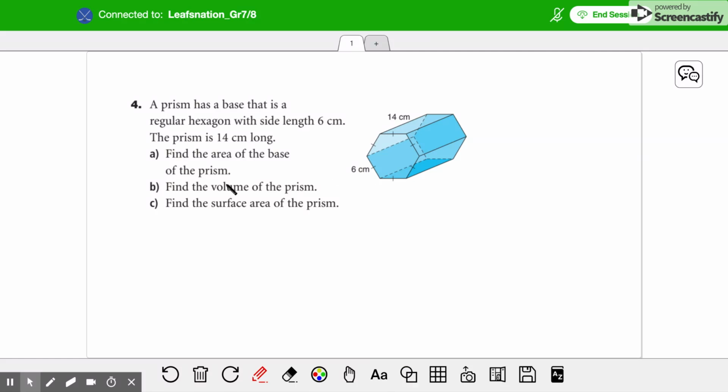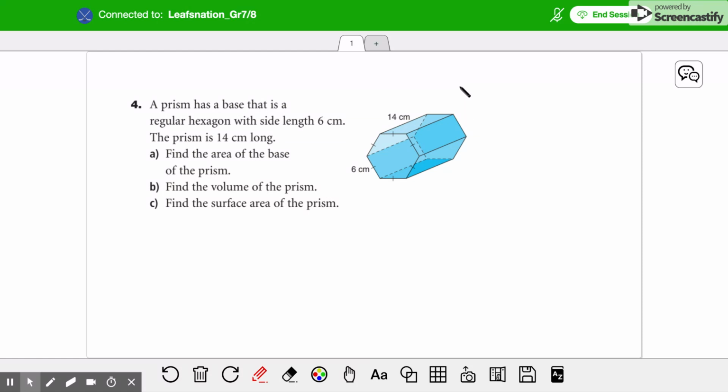So this is the question that I need help with. No problems. Take a look here. All right, so: area of the base of the prism, find the volume of the prism, find the surface area of the prism. Okay, so have you learned how to find the area of a hexagon?